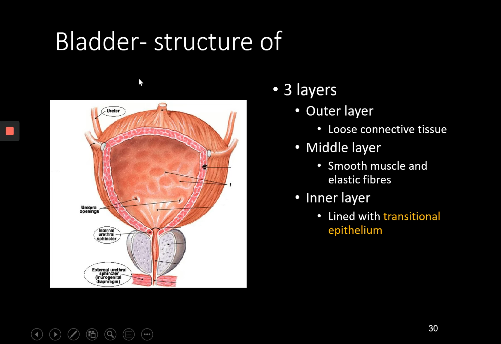We also want to look at the general structure, which is a middle layer of smooth muscle. There is also smooth muscle in the ureter, an outer layer of loose connective tissue, and an inner layer or mucosa lined with the transitional epithelium. So its tunics don't vary very much compared to the ureters. Their tunics are pretty much identical. Their structures differ, but their tunics are the same.